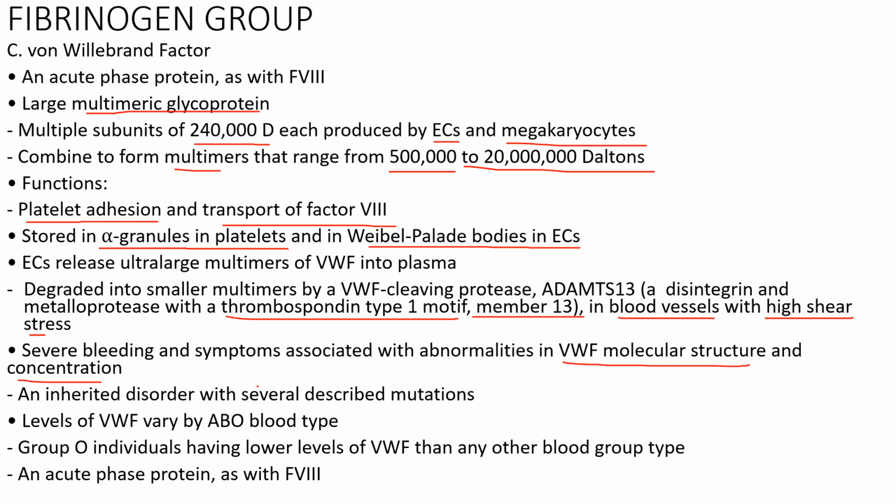It is an inherited disorder with several described mutations. Levels of von Willebrand factor vary by ABO blood type. So it changes depending on your blood type. If you are a group O individual, you tend to have lower levels of von Willebrand factor. It is also an acute phase protein as well as factor 8.